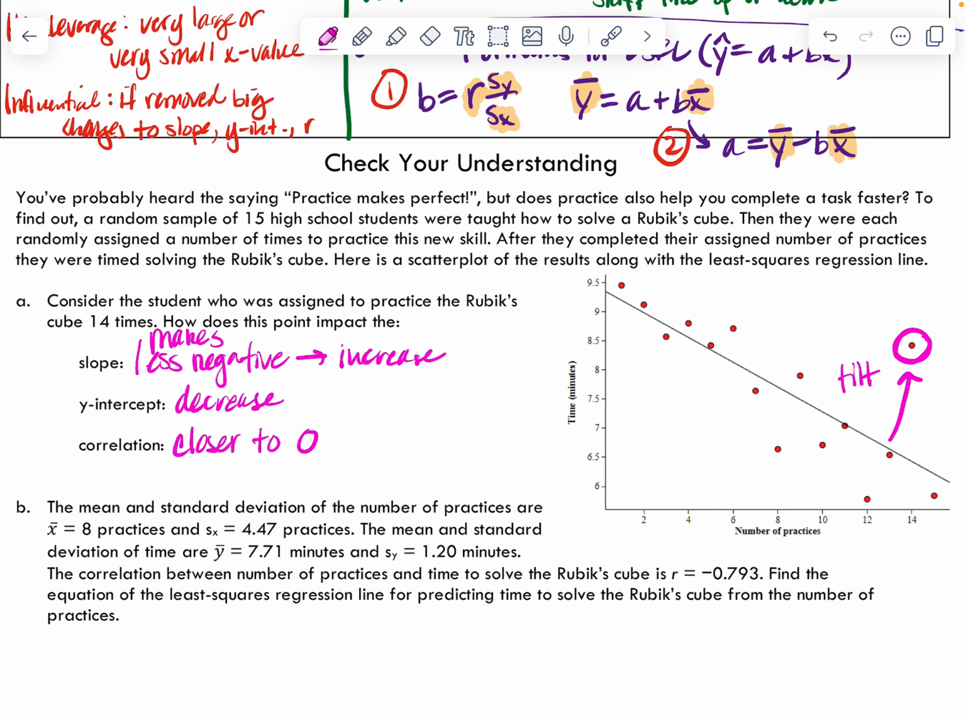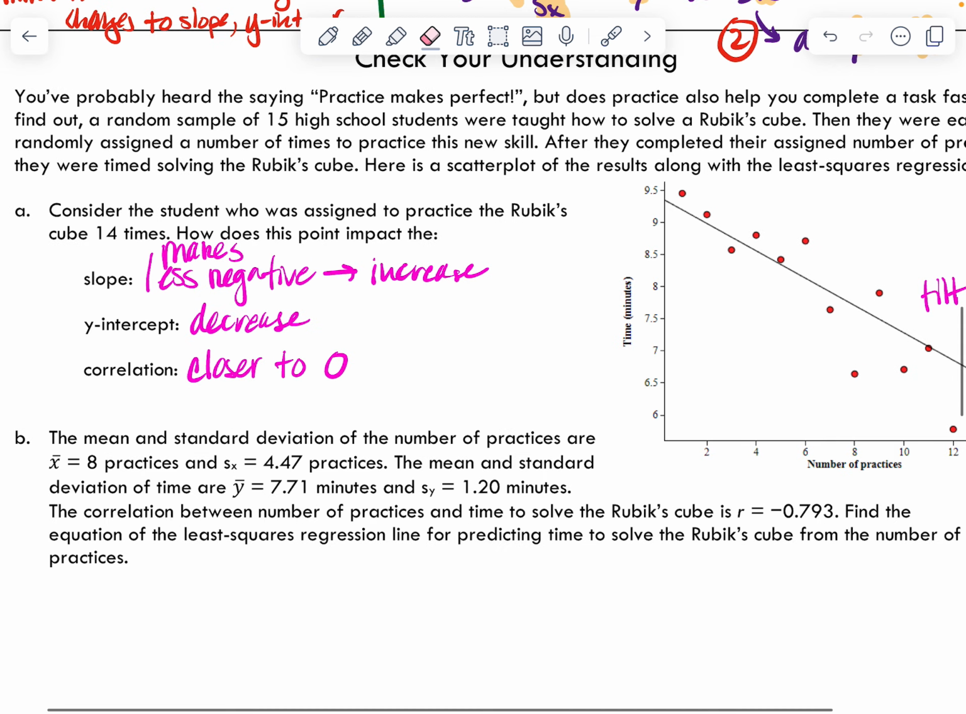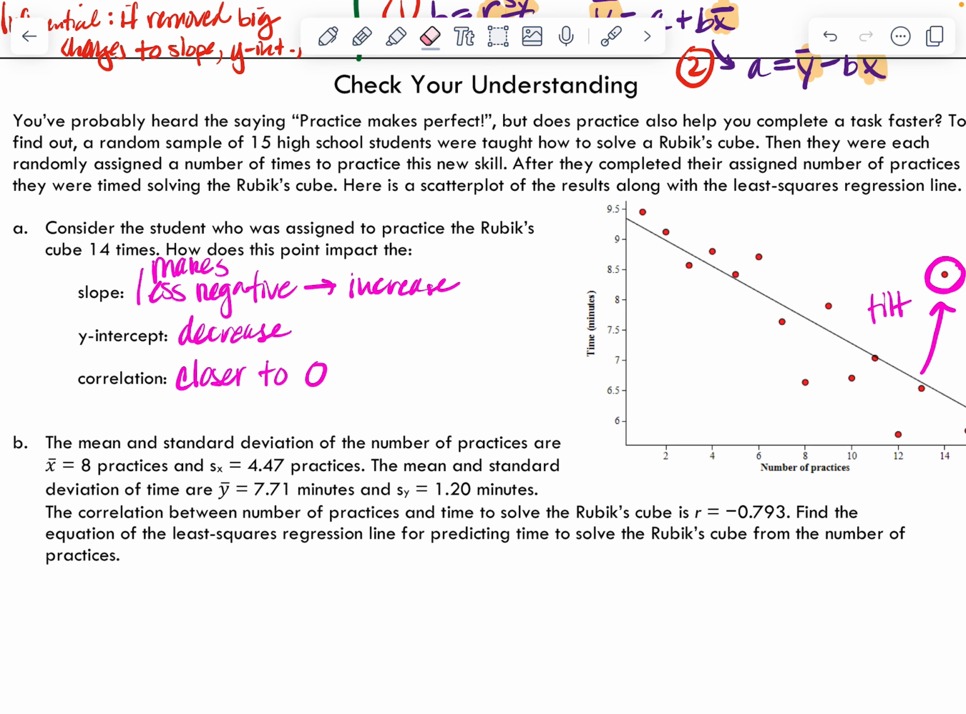All right, let's look at B. The mean and standard deviation of the number of practices are x bar is 8 practices and s sub x is 4.7 practices. So that's the mean and standard deviation of x. The mean and standard deviation of y are 7.71 minutes and 1.20 minutes. The correlation between the number of practices and time to solve the Rubik's Cube is negative 0.793. Find the equation of the least squares regression line for predicting time.